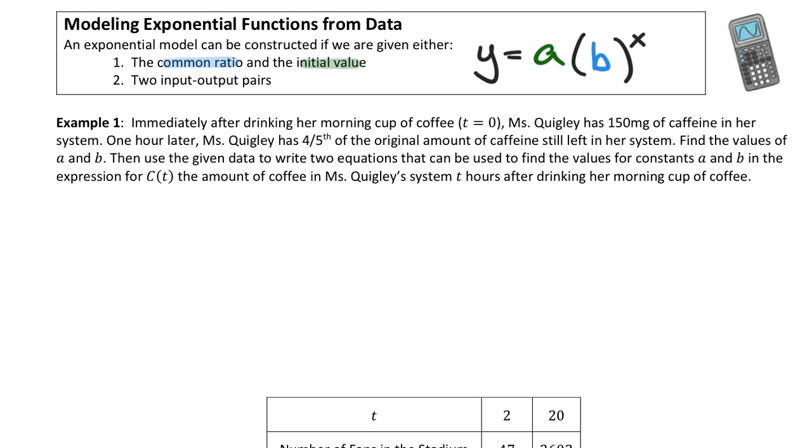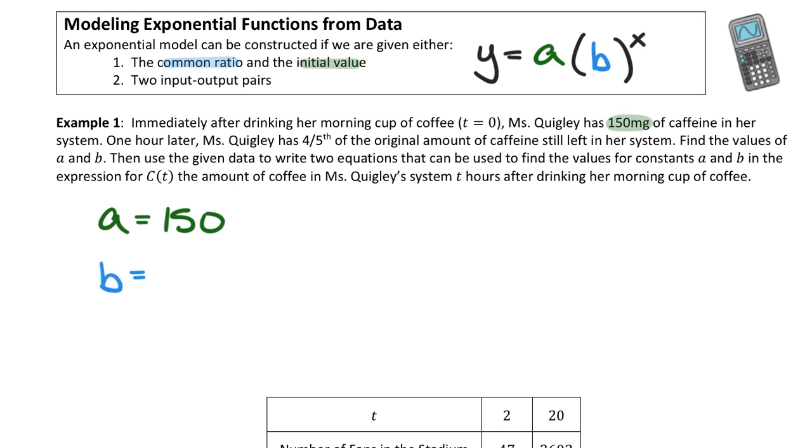It says, immediately after drinking her morning cup of coffee, time equal to 0, Miss Quigley has 150 milligrams of caffeine in her system. 1 hour later, Miss Quigley has 4/5 of the original amount of caffeine still left in her system. Find the values of A and B. Okay, so initial value is pretty obvious. What's the initial value for this problem? 150, because we know at time 0, which is the initial value, there's 150 milligrams of caffeine in my system. Okay, so we know automatically that A is equal to 150. Easy peasy.